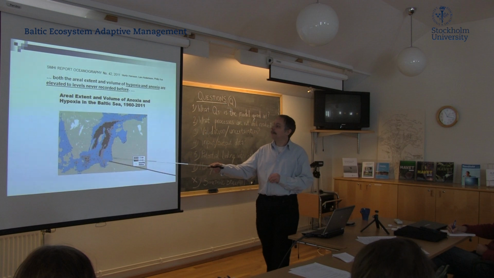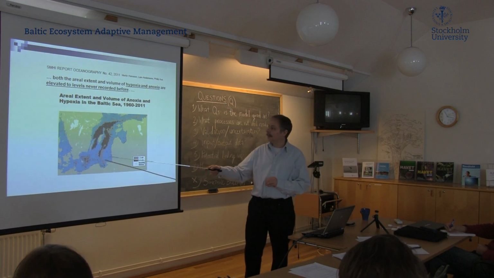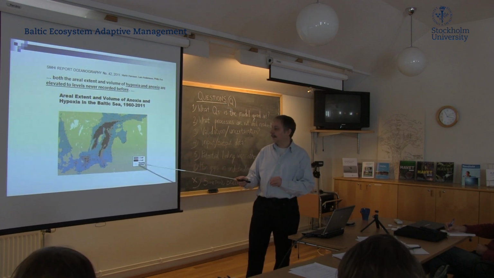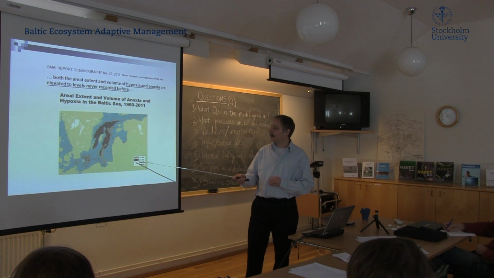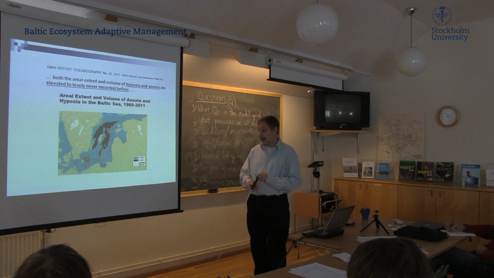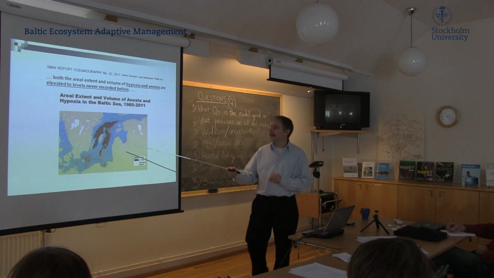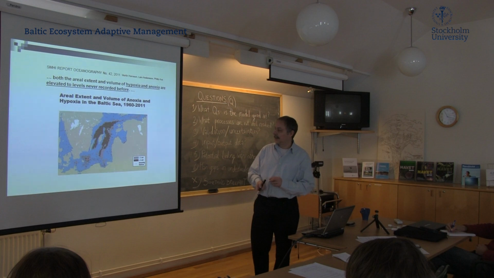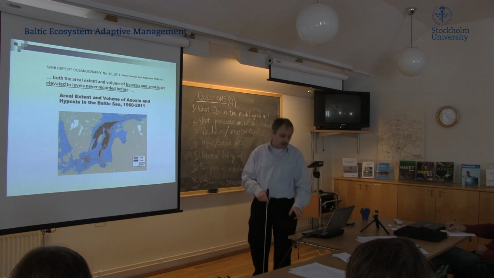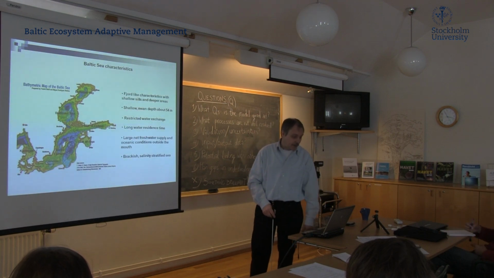And here you have some maps of the Baltic Sea where you see the areas that we call anoxic, so oxygen concentration smaller than 0, or hypoxic, smaller than 2 milliliter per liter. This is just a kind of definition.